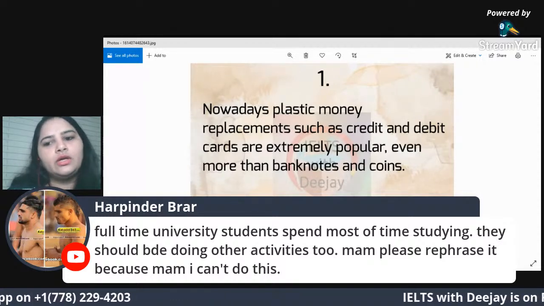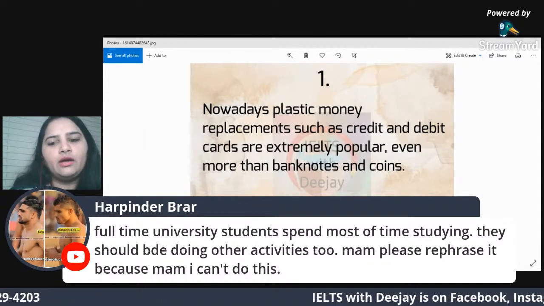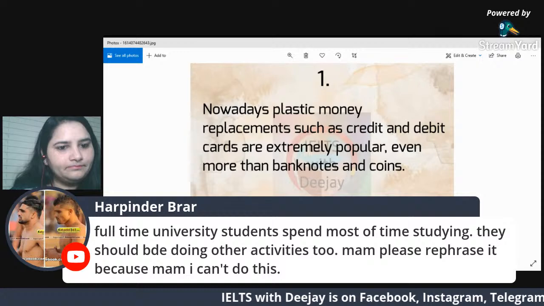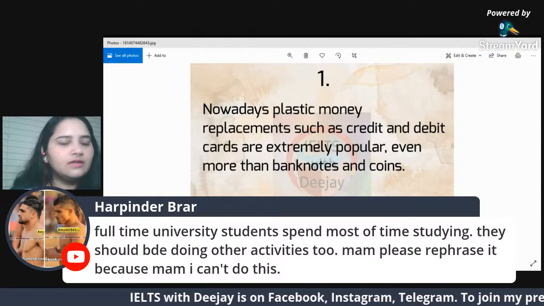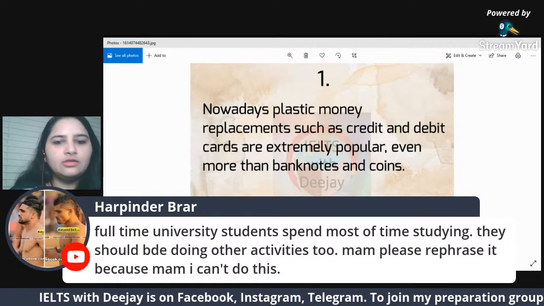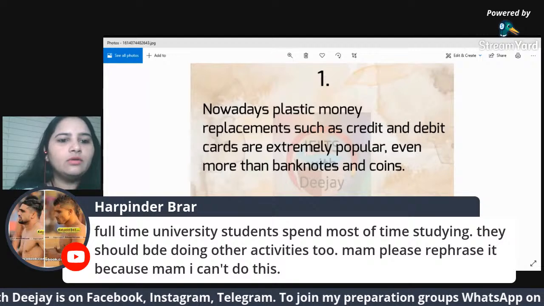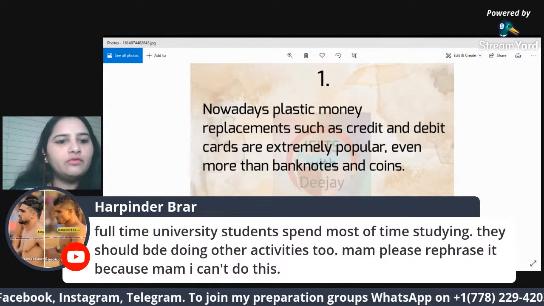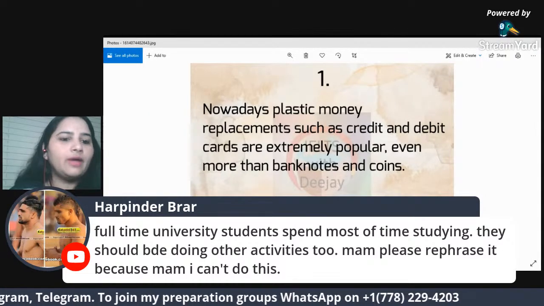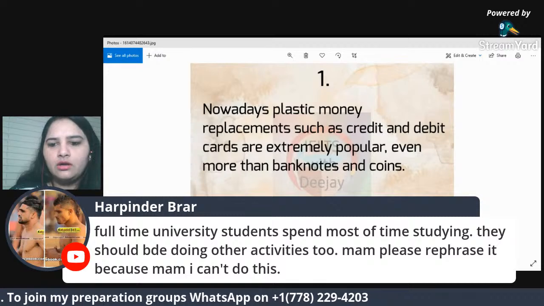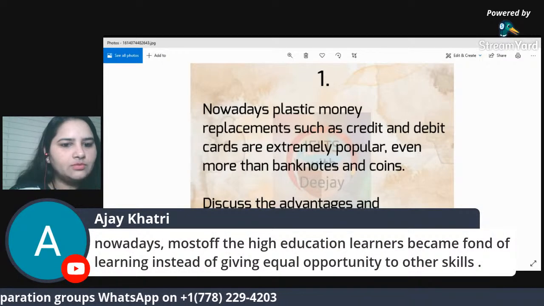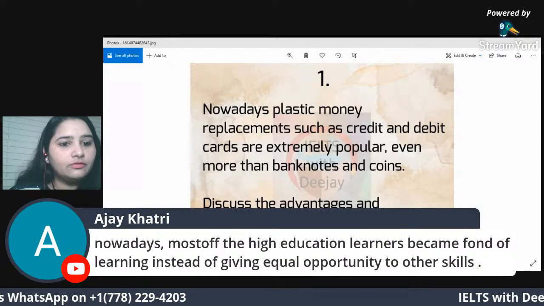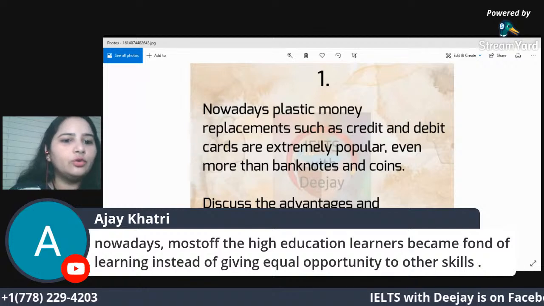Plastic money also encourages overspending, buying unnecessary things. Yeah, it does. It does encourage people to buy the things they do not need because they do not need to spend from their pocket. So they think we can buy each and everything. It happens.